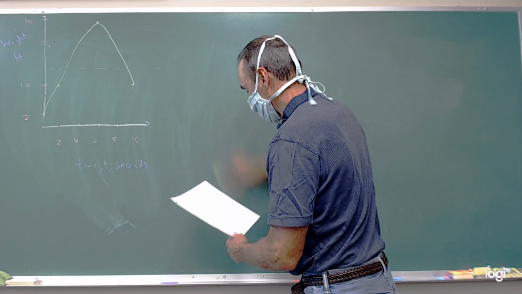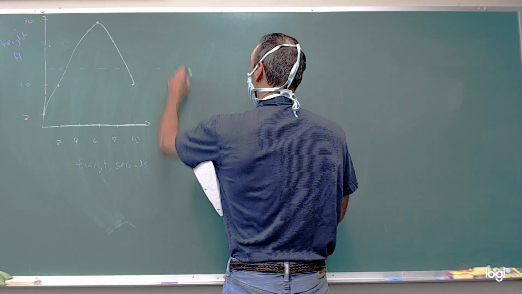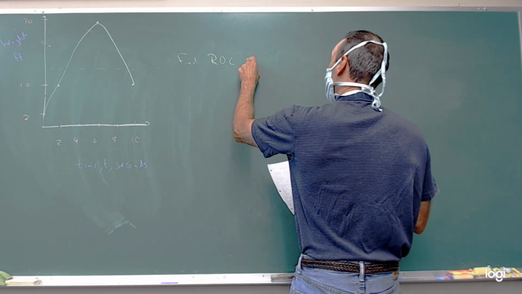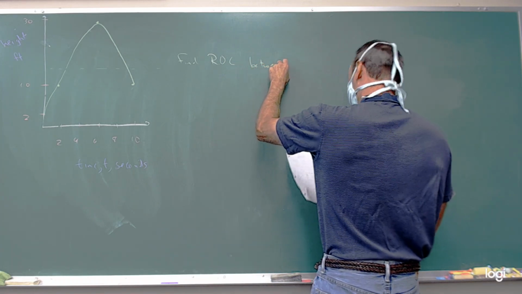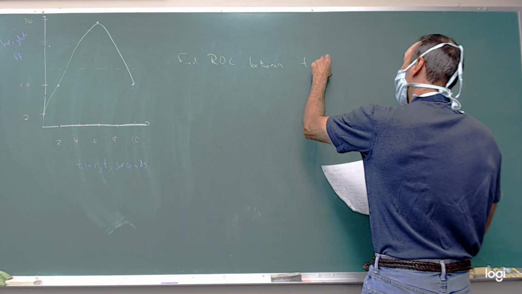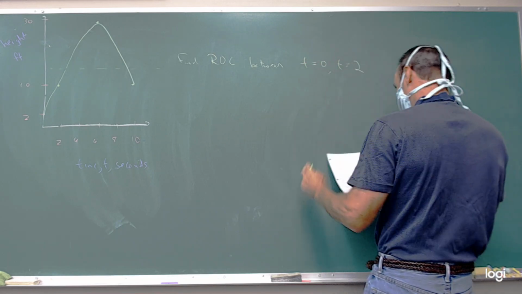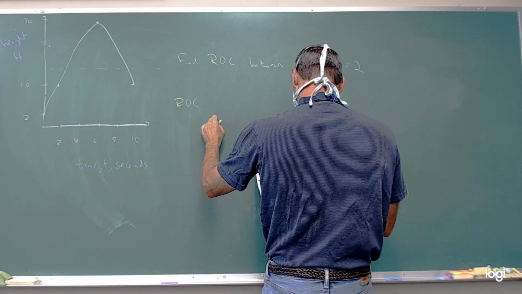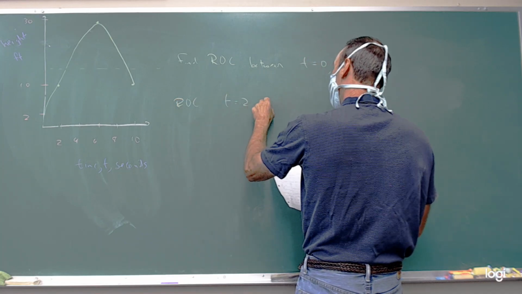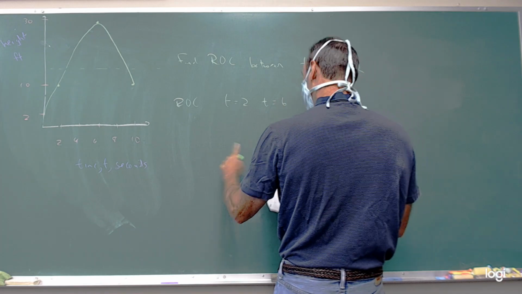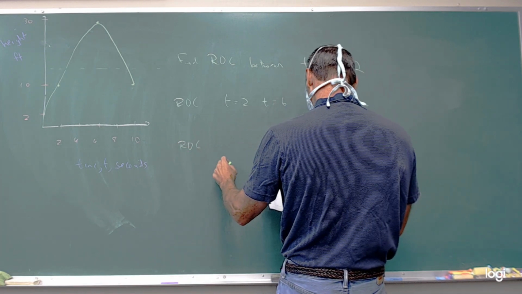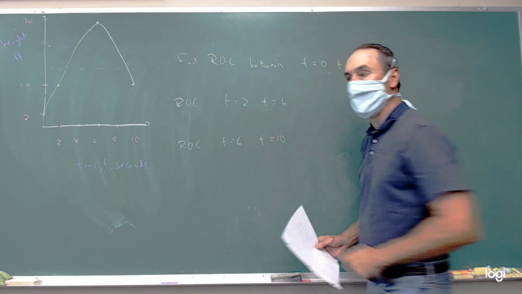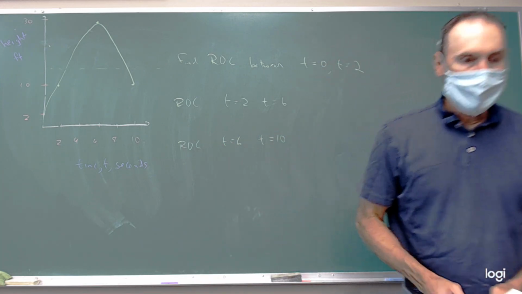Let's do, can we find the average rate of change between, let's say, t equals 0 and t equals 2, and we can chew on that. And then I'm going to say the rate of change between t equals 2 and t equals 6, and then can you find the average rate of change between t equals 6 and t equals 10? So three questions there. I'm going to give you a moment on that.